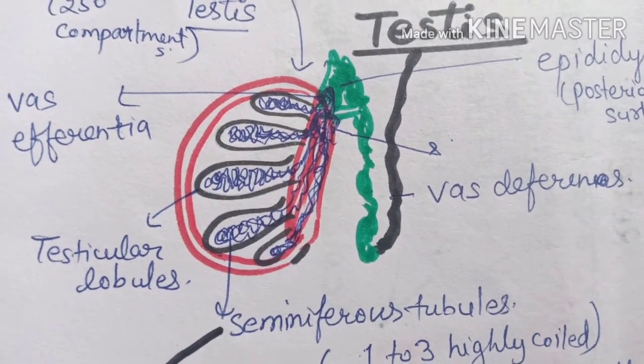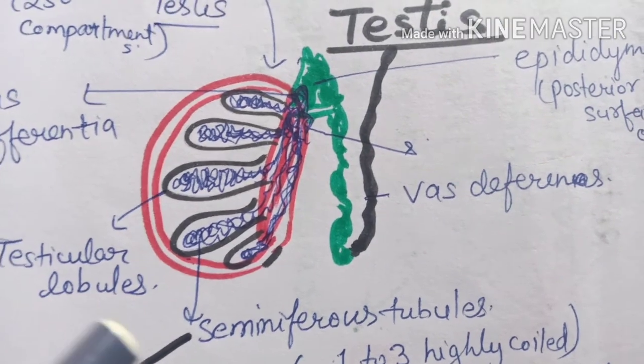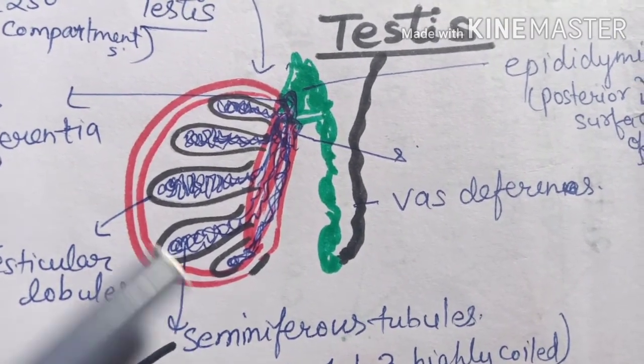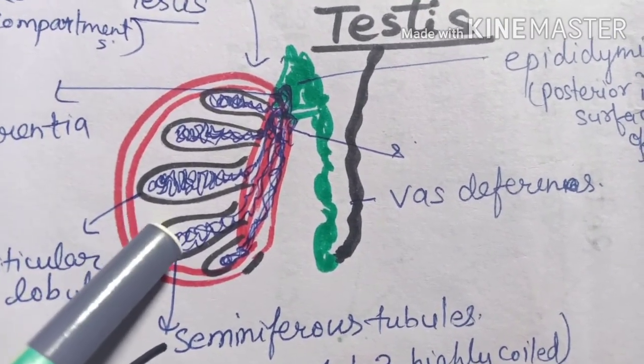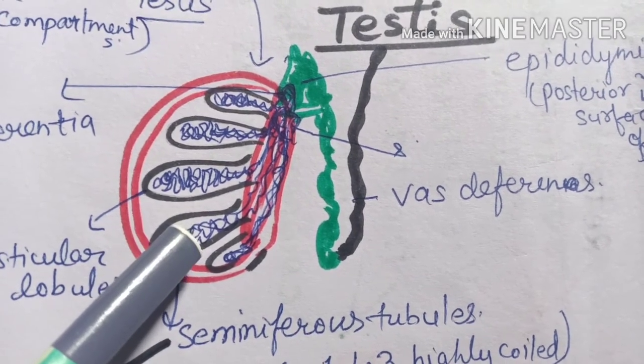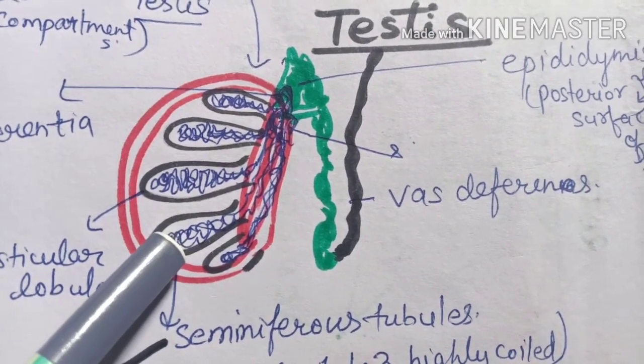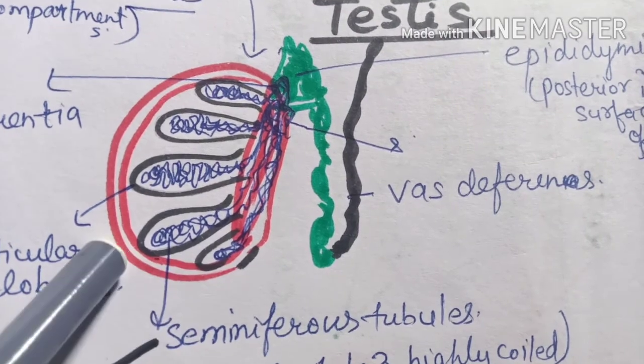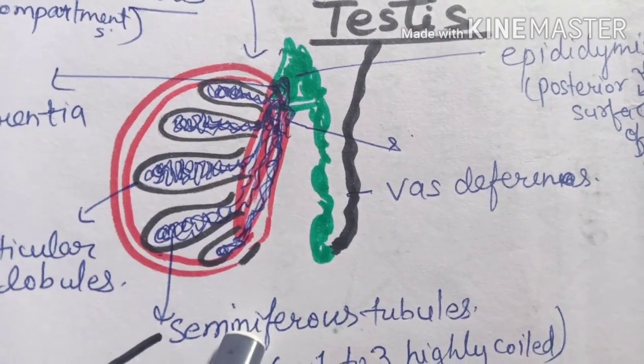This one is the structure of testis. In testis, you see the seminiferous tubules in here. Inside the seminiferous tubules, many processes are going on. Spermatogonia are present in the seminiferous tubules.